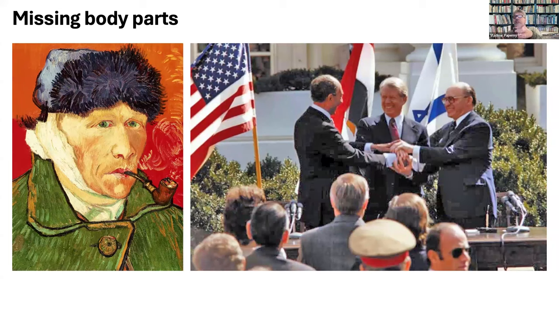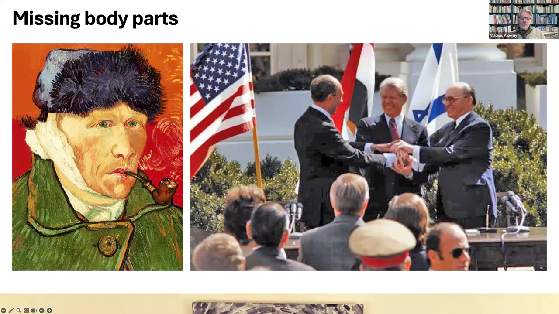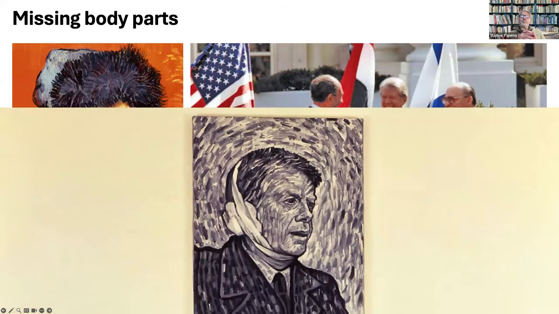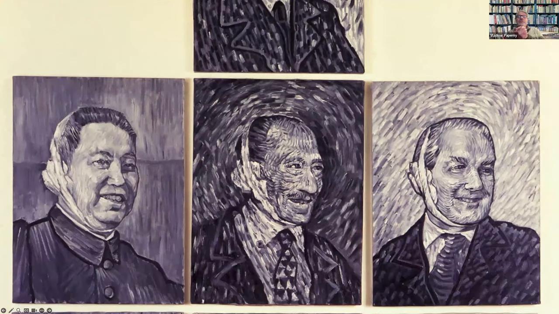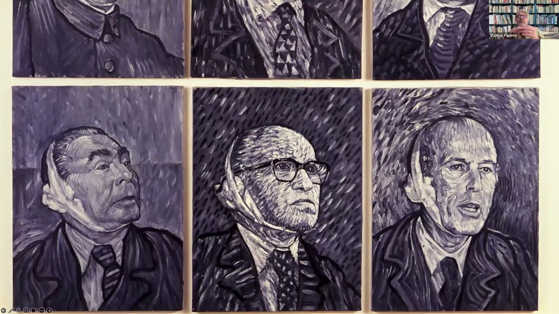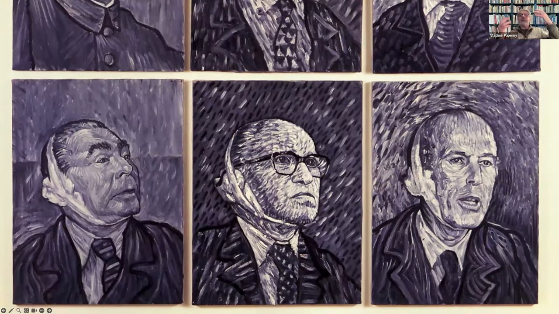And sadly, Muslims of Egypt eventually killed Anwar Sadat. So they created this whole series based on both events, where all the leaders were kind of imitating Van Gogh and had one of their ears cut off.